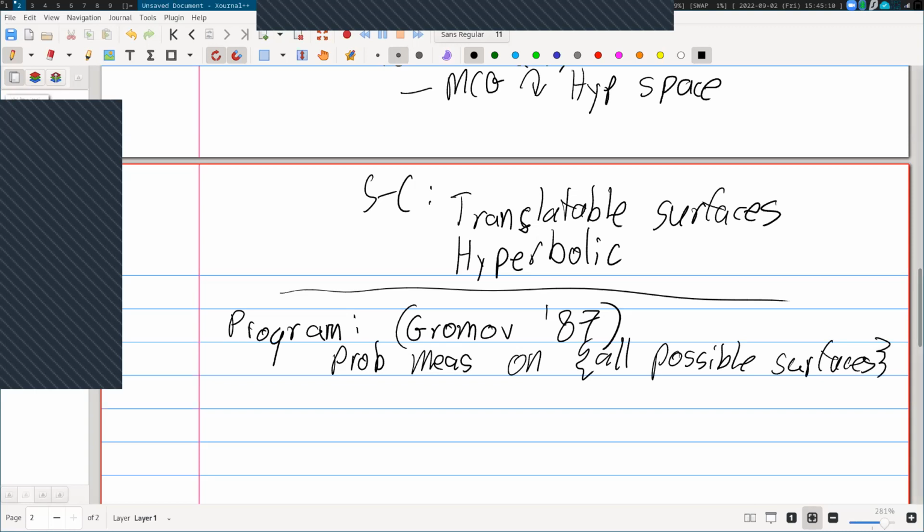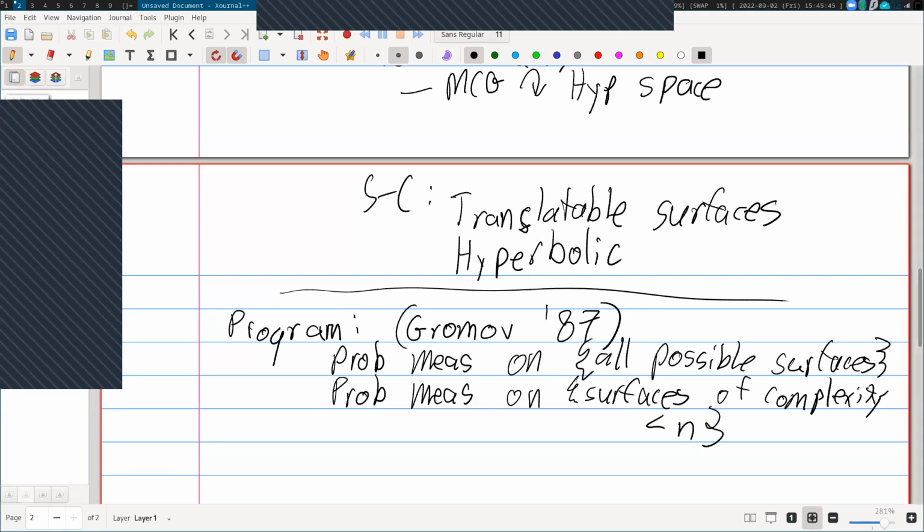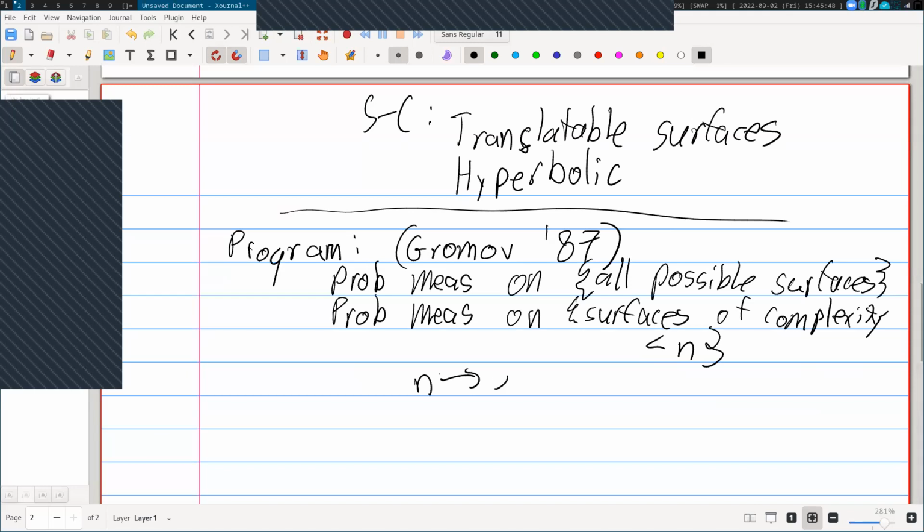But if you're not a probabilist, probability measures are terrifying and weird. So another option is to come up with some idea of complexity so that there's a manageable number of surfaces at each complexity, and then let complexity get really big, right? So you come up with a probability measure on surfaces of complexity less than n, and you let n go to infinity.